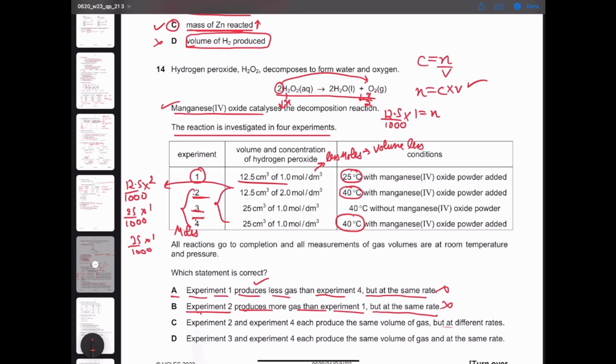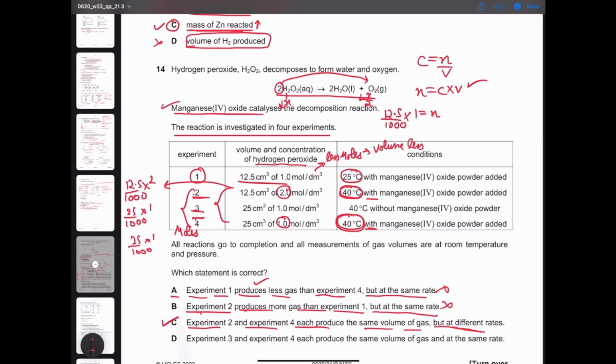Statement C: experiment 2 and experiment 4 each produce the same volume of gas because the number of moles of H2O2 used are the same, but at different rates. Now let's look at the conditions. In experiments 2 and 4, the temperature is 40 degrees Celsius and they are using it along with the catalyst. So this looks wrong for now, but at different rates. But you also need to look at the concentration. Concentration also affects the rate of reaction. Now, if you check the concentration here, it is 2 and it is 1. So the rate should be different. So statement C is correct.